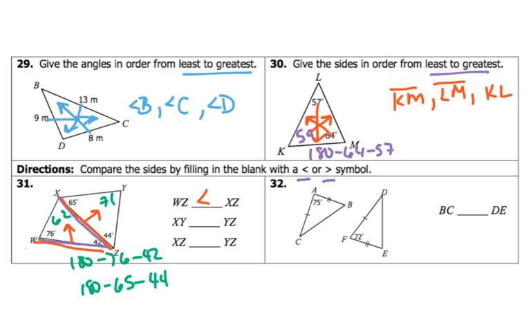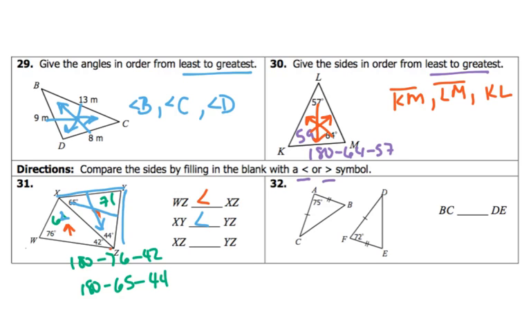Our next one is, and I'm going to erase my lines, not my answers, in case I need that information. Alright, XY and YZ. So I'm going to go here. That's 44. YZ is 65. So this one is another less than.